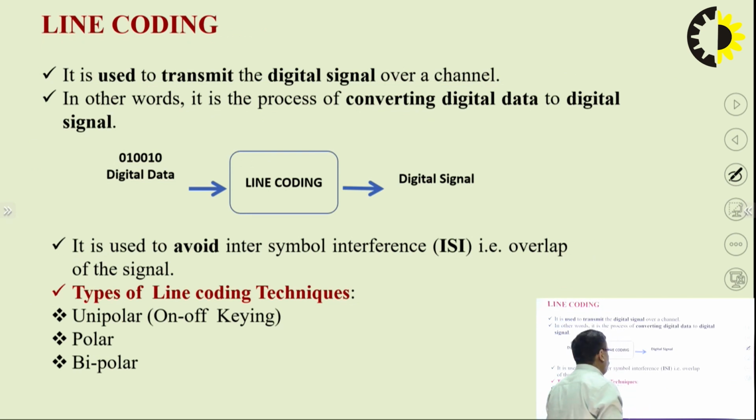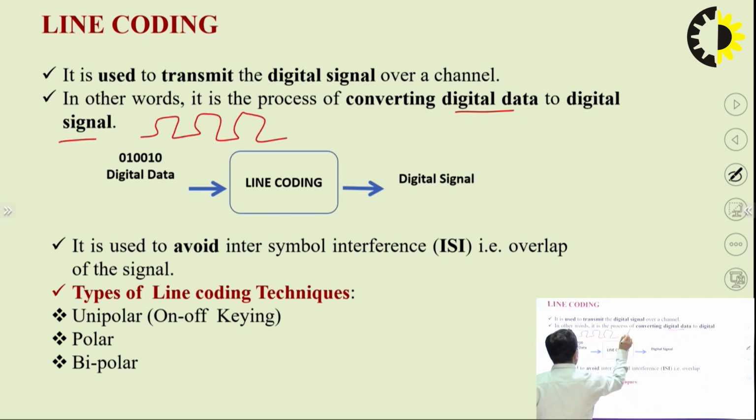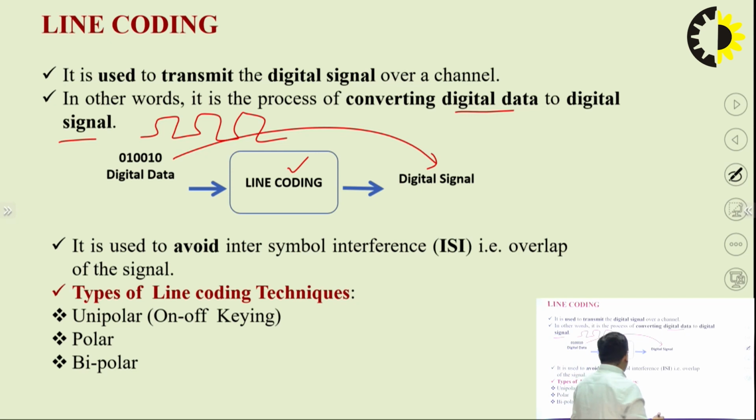Now, we come to line coding. What is the meaning of line coding? It is used to transmit the digital signal in terms of 1010 over a channel. So, 1010 we want to communicate over a channel. That is not possible directly; you cannot communicate 1010 along the channel. You have to convert that 1010 digital data into some appropriate waveform or electrical signals. So, for converting digital data into a digital signal in terms of some waveform or spikes or signals, we need what? Line coding. So, line coding converts digital data into a digital signal. It is used to avoid inter-symbol interference, that is, overlapping of the signals, obviously.